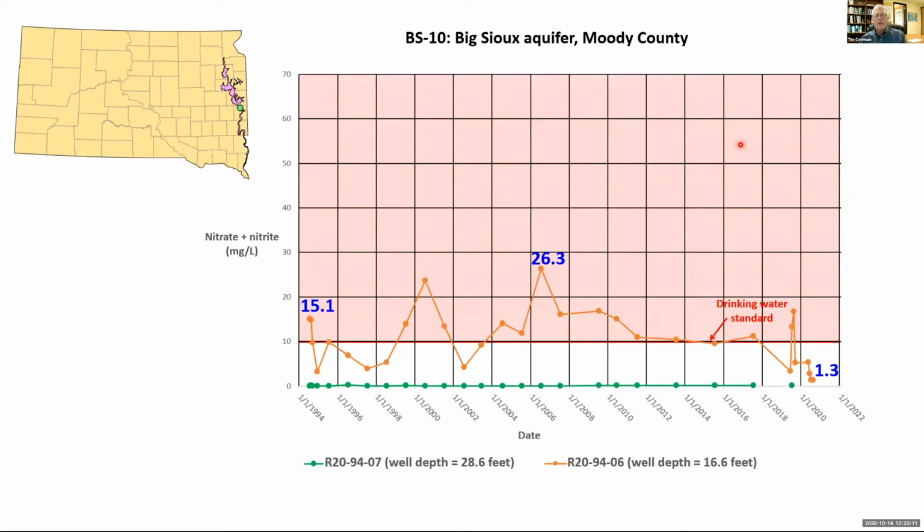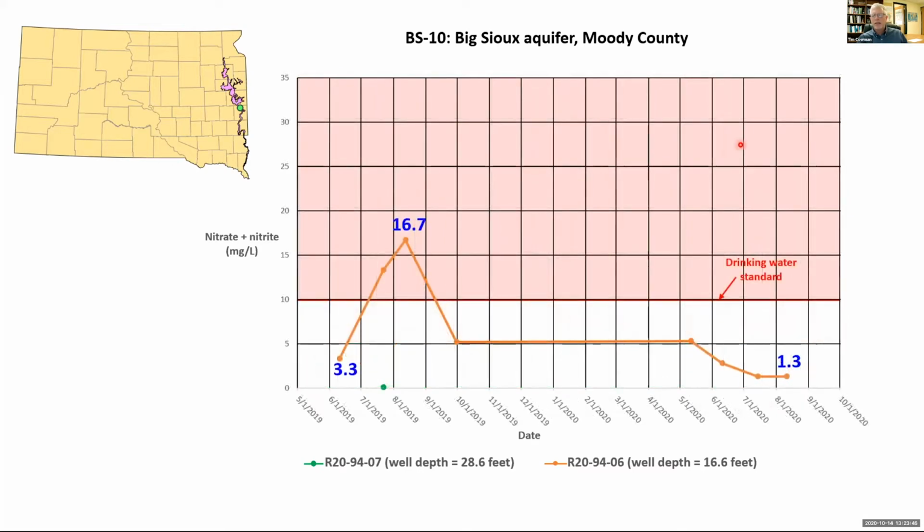If we move down in the Big Sioux Aquifer down to Moody County, just below Brookings County there, here's a site that we have in Moody County. And you can see since this site was put in 1994, the nitrate values have been kind of bouncing around. Sometimes they're below 10, sometimes above 10. And then over the last 6 or 7 years, they've definitely just been kind of hanging right around that 10 part per million mark.